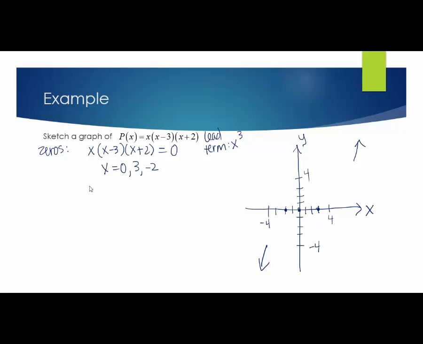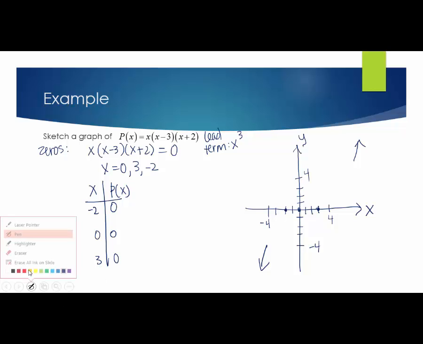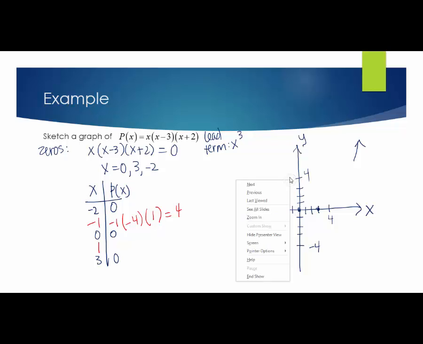And then let's try some test points out here. I know I have points at (-2, 0), (0, 0), and (3, 0). Let's go in between, maybe at negative 1 and 1. If I plug negative 1 in here, that's negative 1 times negative 4 times 1. So that should be 4. (-1, 4) is a point. And if I plug 1 in, that's 1 times negative 2 times 3, or negative 6.